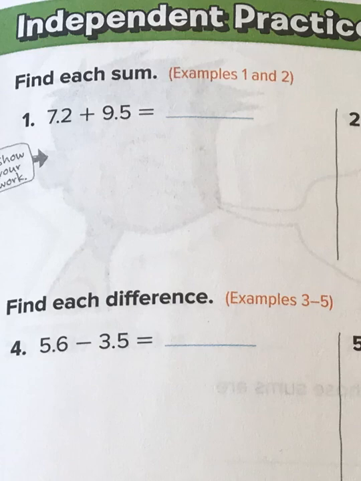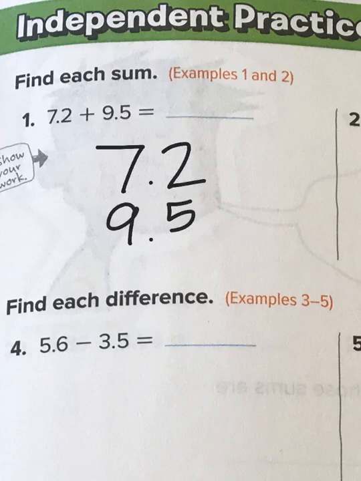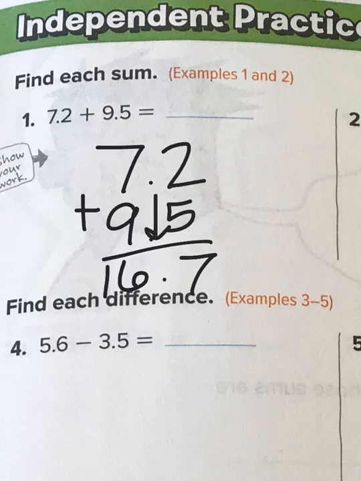For problem number 1, you have 7.2 plus 9.5. So you first want to line up the decimal places and add. So 5 plus 2 is 7, and 7 plus 9 is 16. And then you bring down your decimal places to get 16.7.